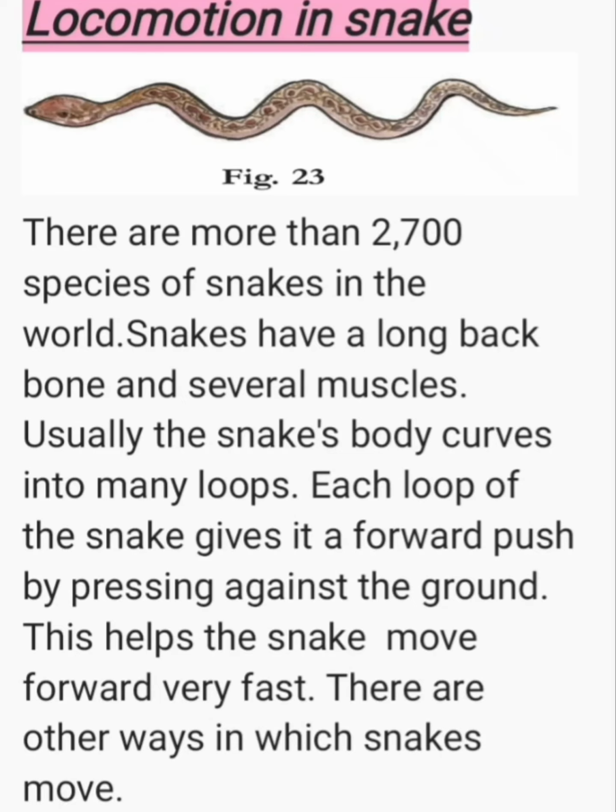Figure 22. Locomotion in snake. There are more than 2,700 species of snakes in the world. Snakes have a long backbone and several muscles. Usually the snake's body curves into many loops. Each loop of the snake gives it a forward push by pressing against the ground. This helps the snake move forward very fast. There are other ways in which snakes move.